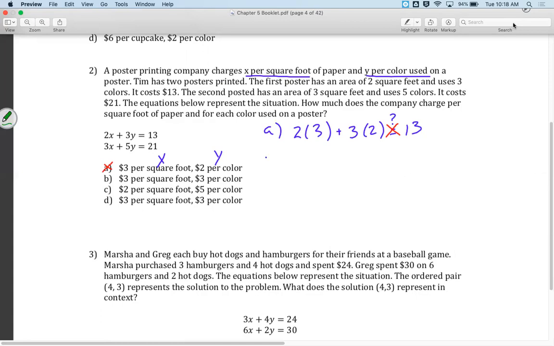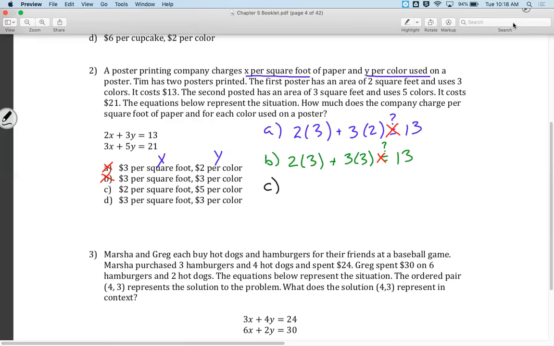Let me use a different color. So first one is 2 times 3. And the second one is 3 times 3. Okay, so we have 2 times 3 plus 3 times 3. And I'm asking, does that equal 13? And we have 2 times 3 is 6. 3 times 3 is 9. 6 plus 9 is 15. No, that didn't work either. So that's kind of nice so far.